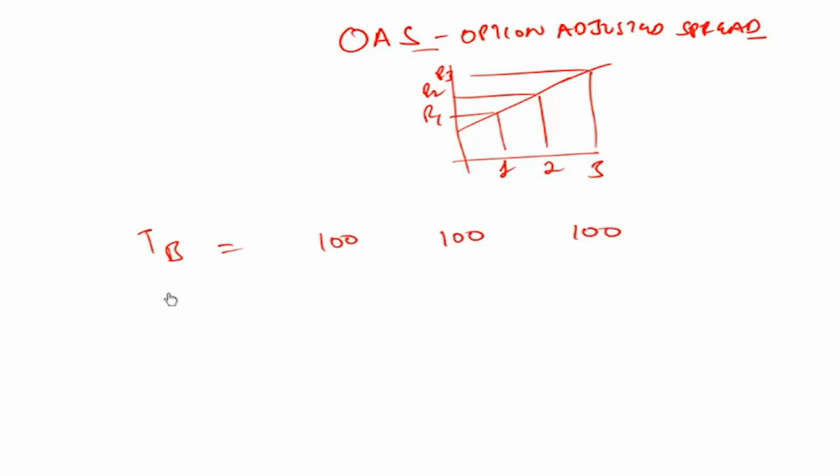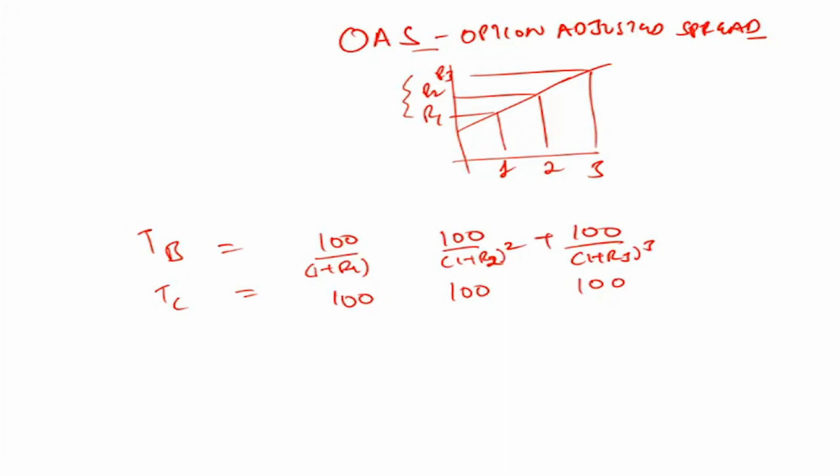Similarly, TC is a corporate bond with $100 expected to come every year for the next 3 years. To compute the price of the treasury bond, we would discount it by the spot rates or the treasury rates, and 1 plus R3 to the power 3. To compute the price of the corporate bond, would we discount by the same spot rates or would we discount by a slightly higher rate?